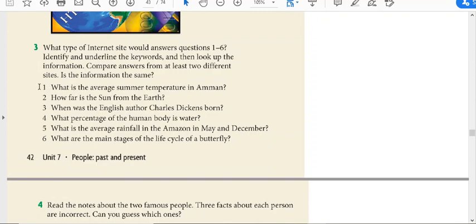So for example here, number 1, what is the average summer temperature in Amman? We need first to identify and underline the keywords. So we got summer temperature and Amman. They are probably the most important keywords in this statement. Then we need to search on the phrase summer temperature and Amman, let's say in the Google search engine and the Yahoo search engine. Then we have to get the same answers.